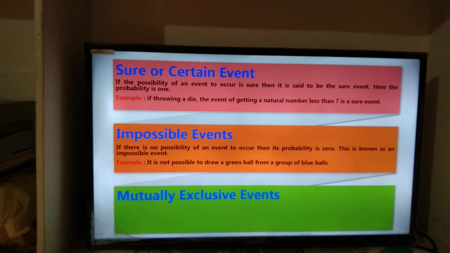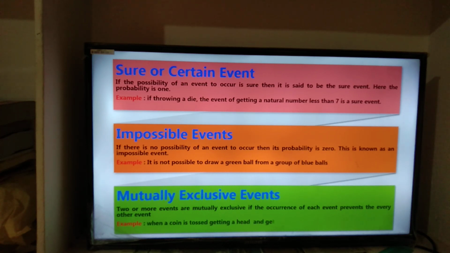Now coming to mutually exclusive events. Two or more events are mutually exclusive if the occurrence of each event prevents every other event. When a coin is tossed, getting a head and getting a tail are mutually exclusive events.